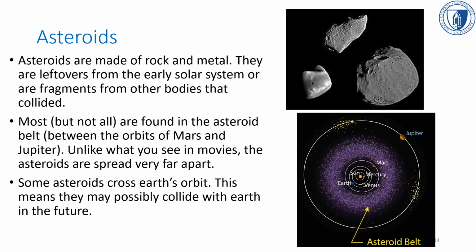There are various types of what we call space junk. These are things that are left over from the formation of the solar system. And they're sort of classified by what they're made out of and where they're found. So asteroids are made out of rock and metal. Most, but not all, are found in the asteroid belt between the orbits of Mars and Jupiter. And unlike what you see in the movies, they're very far apart. It's really easy to steer a spaceship through the asteroid belt. And some asteroids have the possibility of crossing the Earth's orbit, which means we have to keep an eye on them.